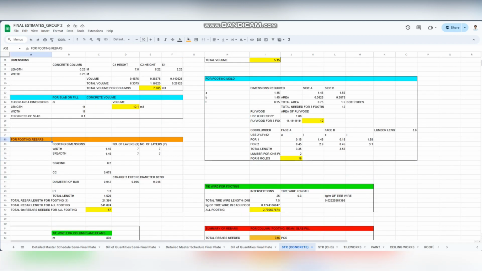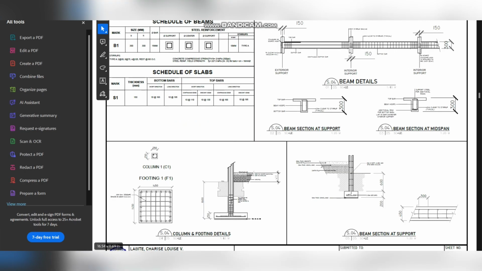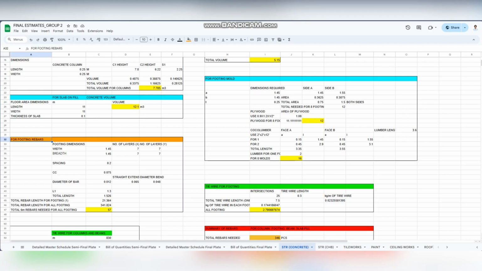Then we have footing rebars. It was shown in the plan right here. So it is a 7 by 7 grid of rebar. So we do that. Then the concrete cover, the diameter of the bar, it is all calculated right here.